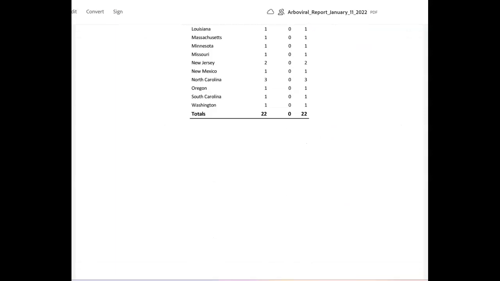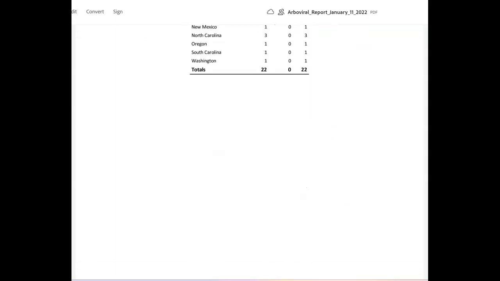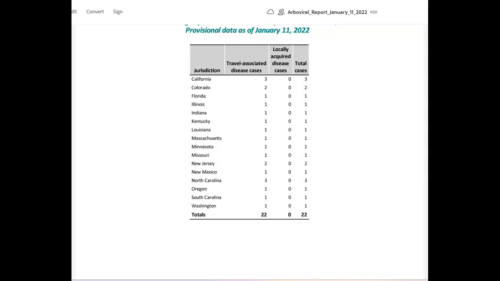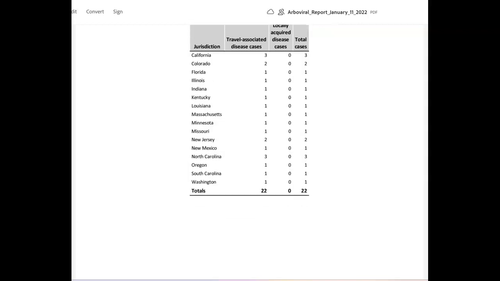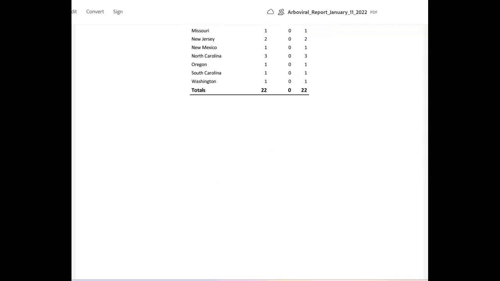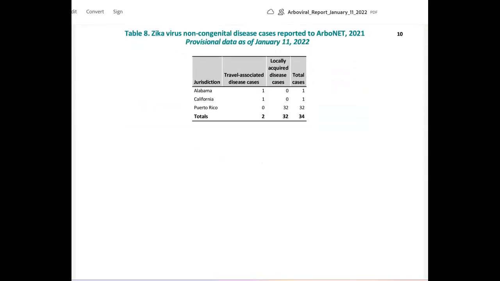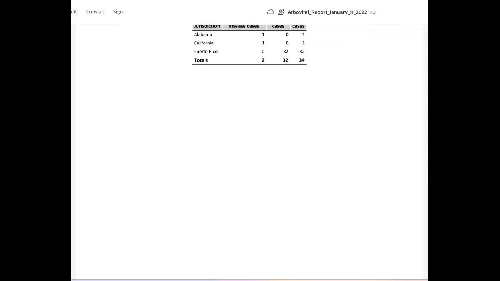Next is chikungunya. The total cases for chikungunya is 22, and there's of course travel-associated disease and local. So this is all travel-related, or acquired from traveling. So most of it was from Puerto Rico, California, Alabama. So these are non-local, the ones in Puerto Rico.